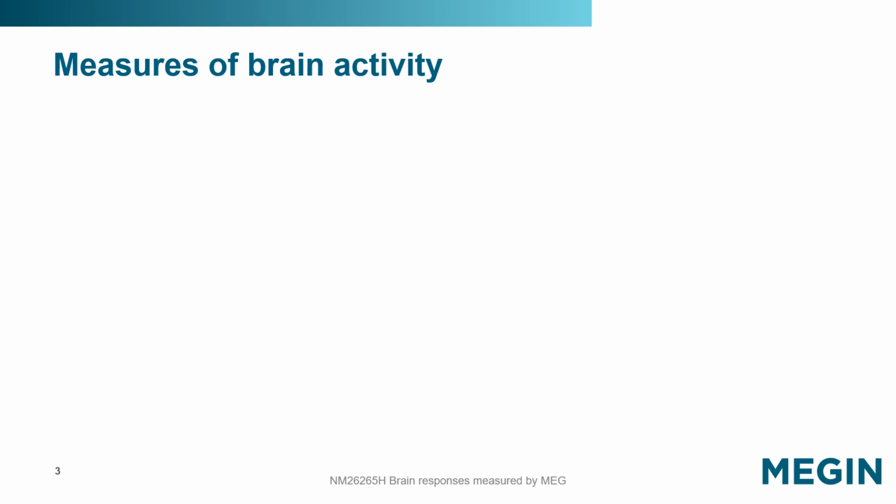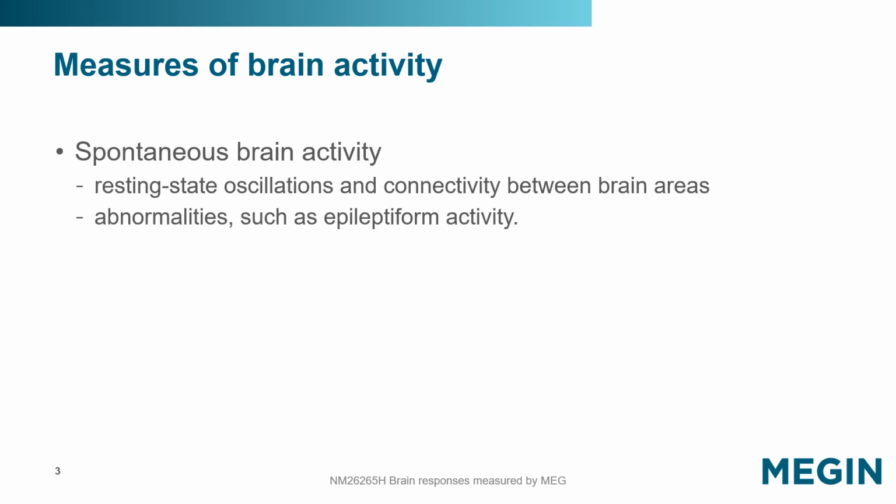Brain activity recorded by MEG can be categorized into three types. Spontaneous brain activity is recorded when a subject is doing nothing. The subject is typically instructed to remain still with eyes open or closed and to think of nothing. Analysis includes evaluating resting state activity, connectivity between brain areas, or for studying abnormalities such as in epilepsy.